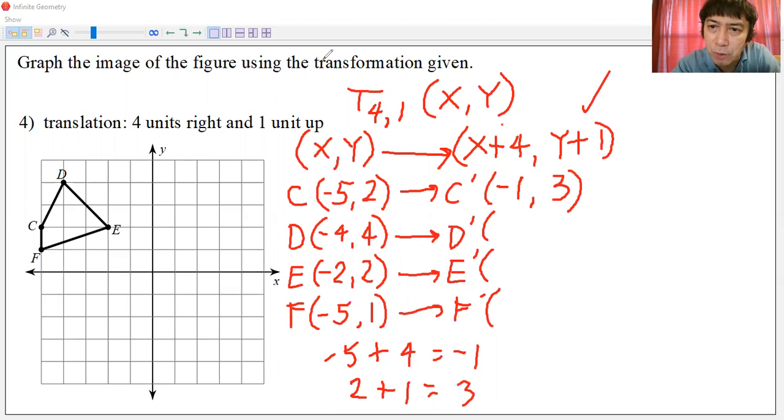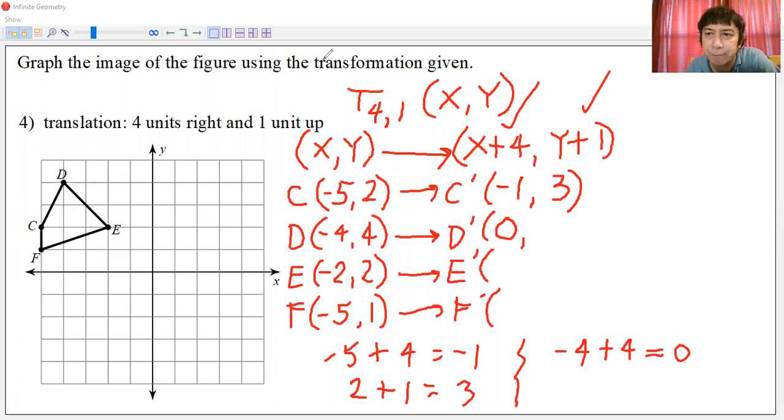Going back to the x rule here, that means x plus 4. We're doing D now, so the x there is -4. We're going to add 4. -4 plus 4 is 0. That means we have a 0 here. And then followed by the y. Y plus 1. And our y for D is 4. We're going to add 1. That gives 5. So the value here is 5.